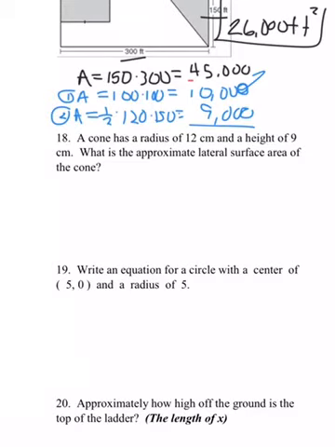18. A cone has a radius of 12 and a height of 9. What is the approximate lateral surface area for the cone? That formula is pi times radius times slant height. You have the radius, it's given to you, it's 12. You're given height, but not slant height.